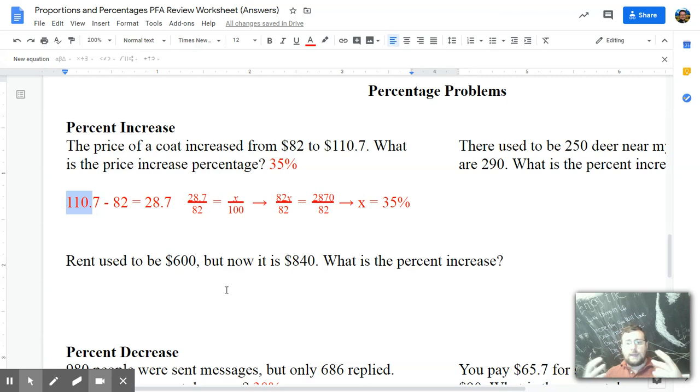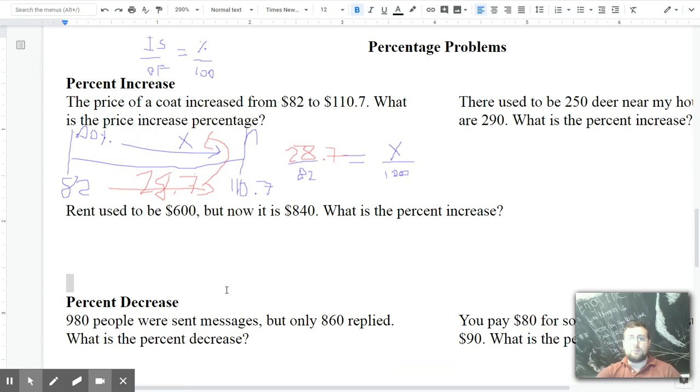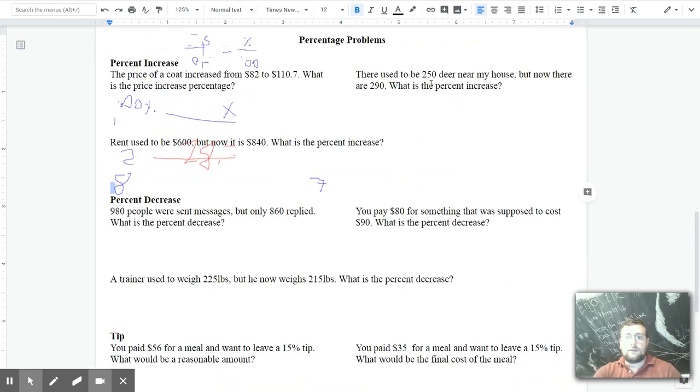All right, so thinking about that, try the next two problems, which are on the screen. All right, these two problems. Let me erase here for you so you can see it better. And don't forget the is-of setup, and then pause it, and I'll reveal the answers.